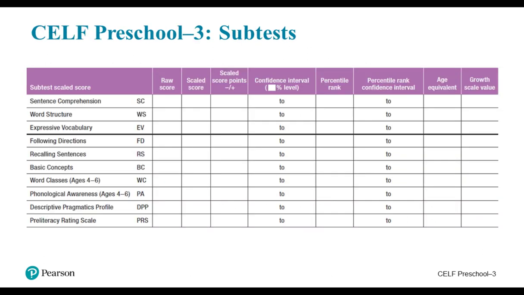And then Q Interactive is Pearson's integrated digital administration, scoring and reporting system, for which you will need 2 iPads connected by Bluetooth. So let's look at the subtests on CELF Preschool-3. Over to the left, you will see the 10 subtests that you will use. And again, you have flexibility in terms of the subtests that you choose to administer. The subtests that you choose will depend on the questions that you're trying to answer. For each of these 10 subtests, and as I mentioned previously, for the 3 down at the bottom, we are now offering scale scores for phonological awareness, the descriptive pragmatics profile, and the preliteracy rating scale. For each of the 10 subtests, we'll derive a raw score based on the child's performance, and you'll be able to convert the raw scores to scale scores. You have confidence intervals, percentile ranks, age equivalents, as well as growth scale values.